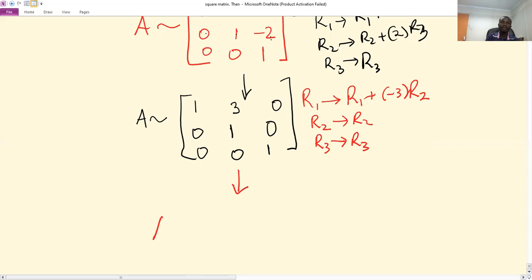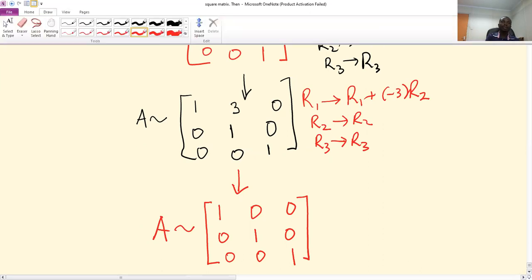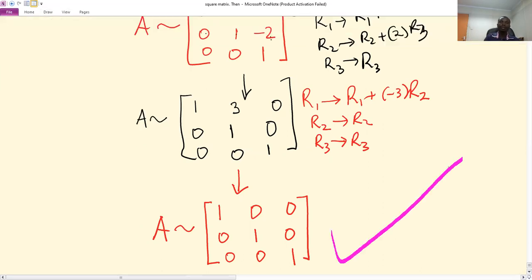This will give me A equivalent to, now 1 plus minus 3 times 0 is 1. 3 plus minus 3 times 1 is 0. 0 plus minus 3 times 0 is 0. Now this is 0, 1, 0, 0, 0, 1. And this is what we wanted to confirm. So this is the final solution. Thank you.